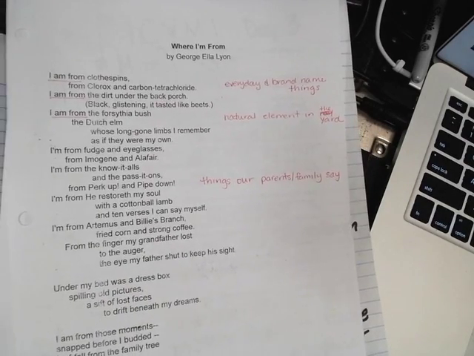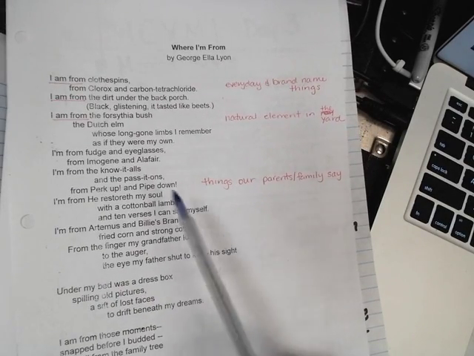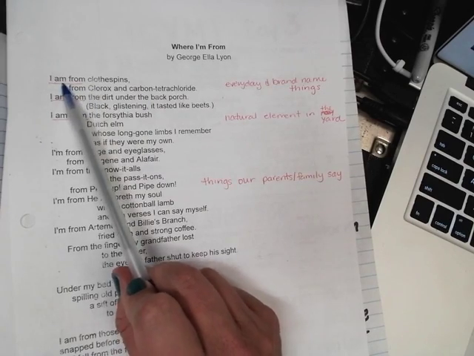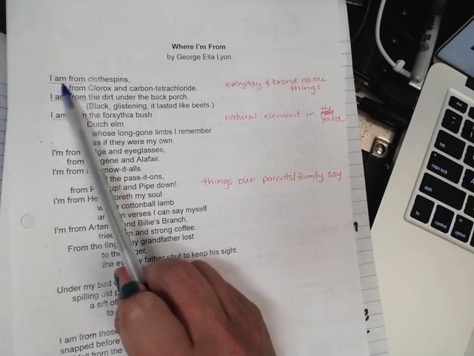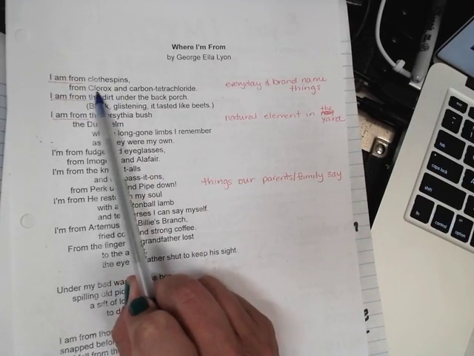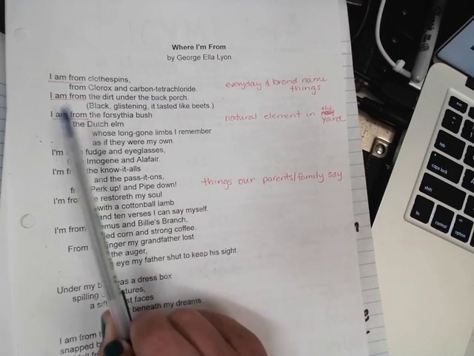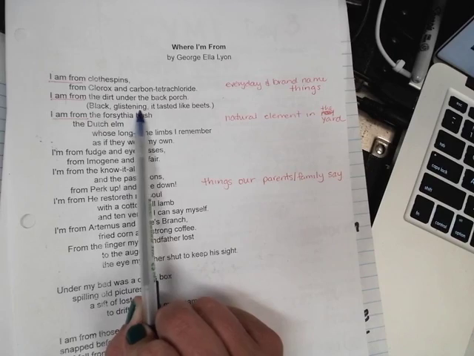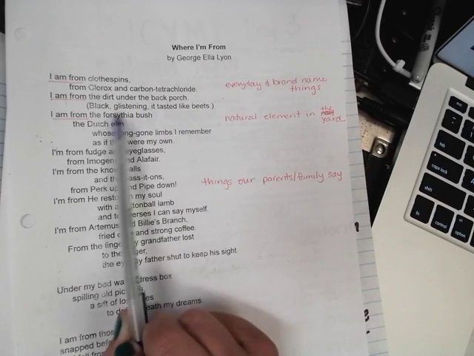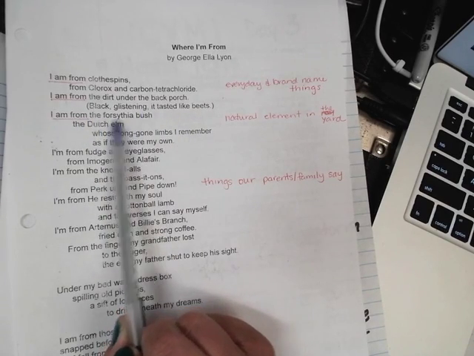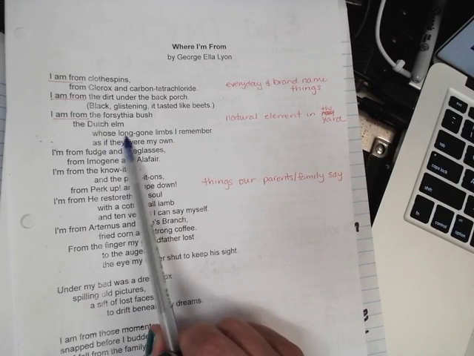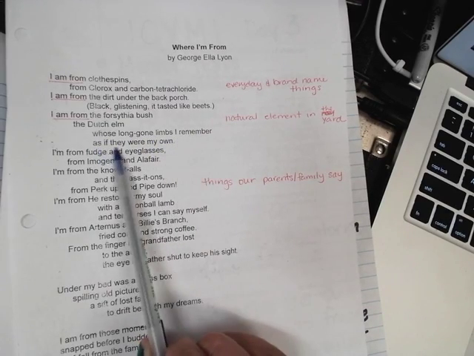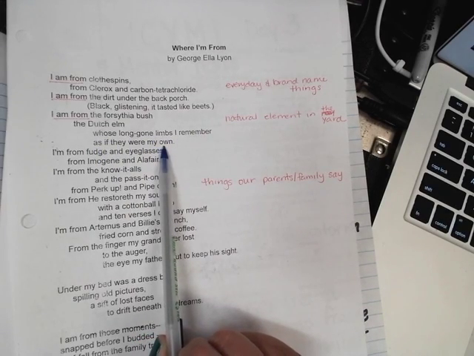So, for example, in our poem from today, let's just read a couple lines. I'm from clothespins, from Clorox and carbon tetrachloride. I'm from the dirt under the back porch, black, glistening, it tasted like beets. I'm from the forsythia bush, the Dutch elm, whose long-gone limbs I remember as if they were my own.